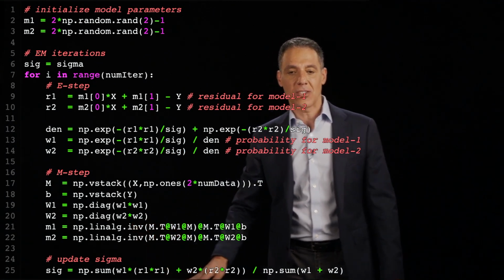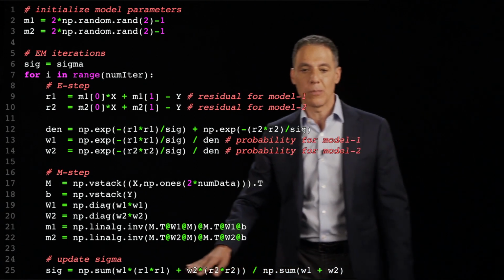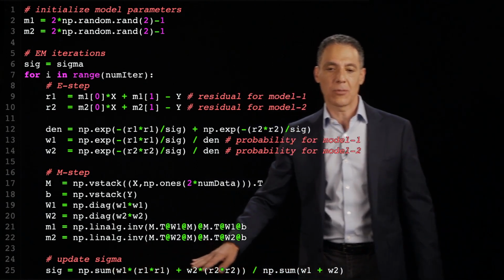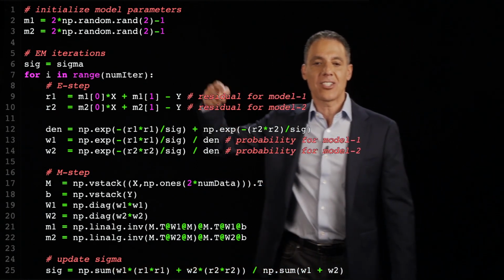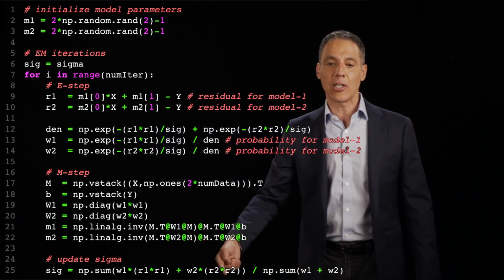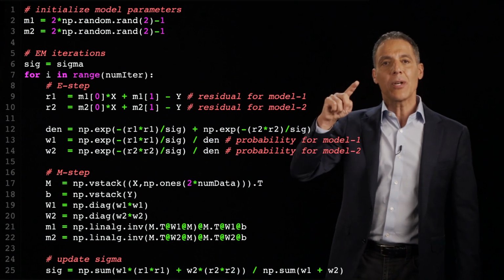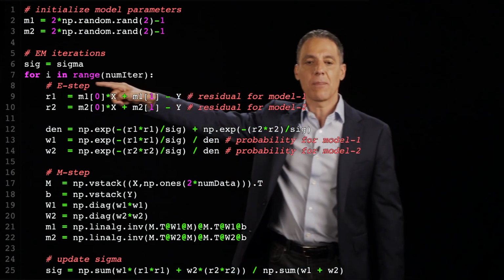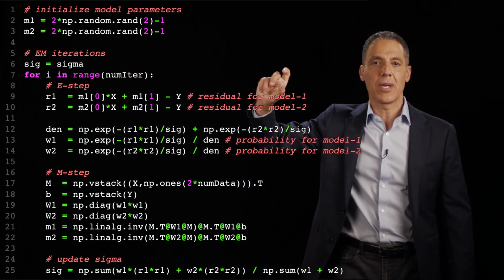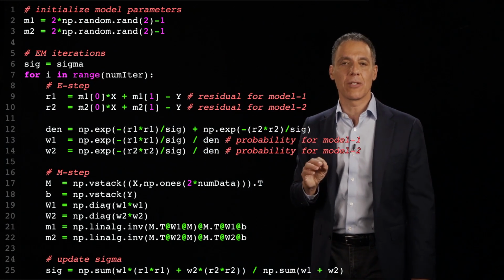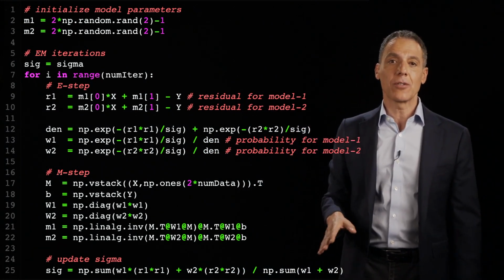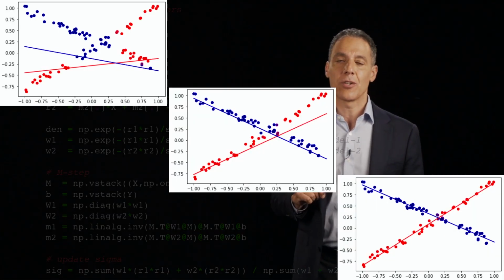I'm going to update the sigma based on that update rule by looking at what the sums of the residuals are, and then that sigma gets re-estimated. This is incredibly important. You should experiment with this code. See what happens when you take the initial sigma up here and make it too small or too big, and watch what happens to the convergence properties. EM will converge, but it won't necessarily converge to the right thing.